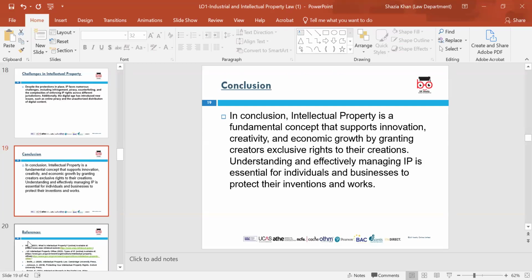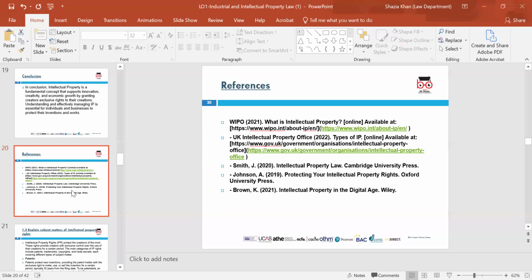In conclusion to 1.1 assessment criteria, intellectual property is a fundamental concept that supports innovation, creativity, and economic growth by granting creators exclusive rights to their creations. Understanding and effectively managing intellectual property is essential for individuals and businesses to protect their inventions and works. And these are the references for 1.1.